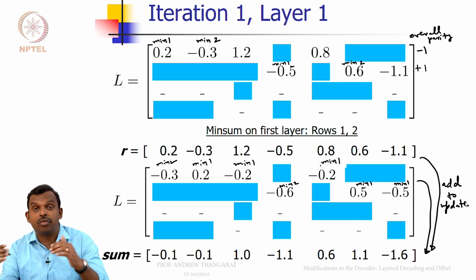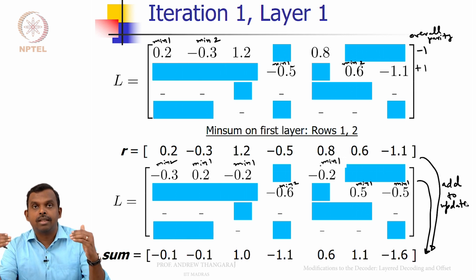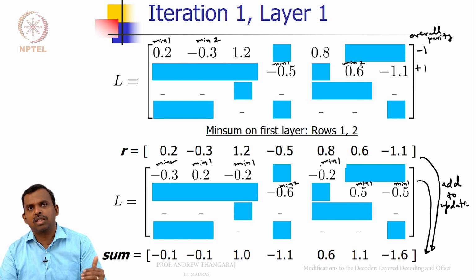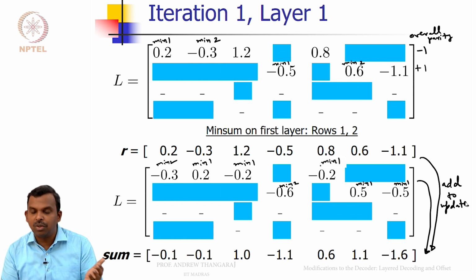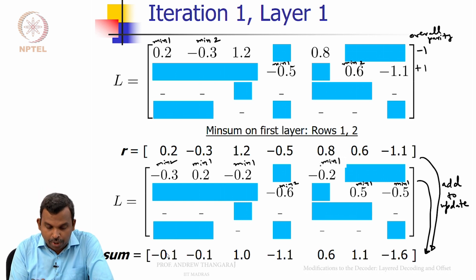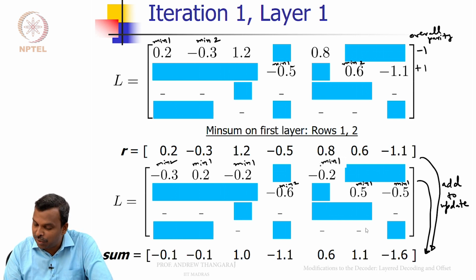Like I said, the received value will keep getting updated as the layers get processed. It is a very easy and simple method as opposed to doing row processing first and then column processing. The column processing happens as you finish the layers. So you do the first two rows and then immediately you update. What is update? You just add. Minus 0.1, you added 0.2 minus 0.3, this became minus 0.1; minus 0.3 plus 0.2 became minus 0.1; 1.2 minus 0.2 is 1, and so on. You just add. Hopefully you have done the addition right, you can check that.